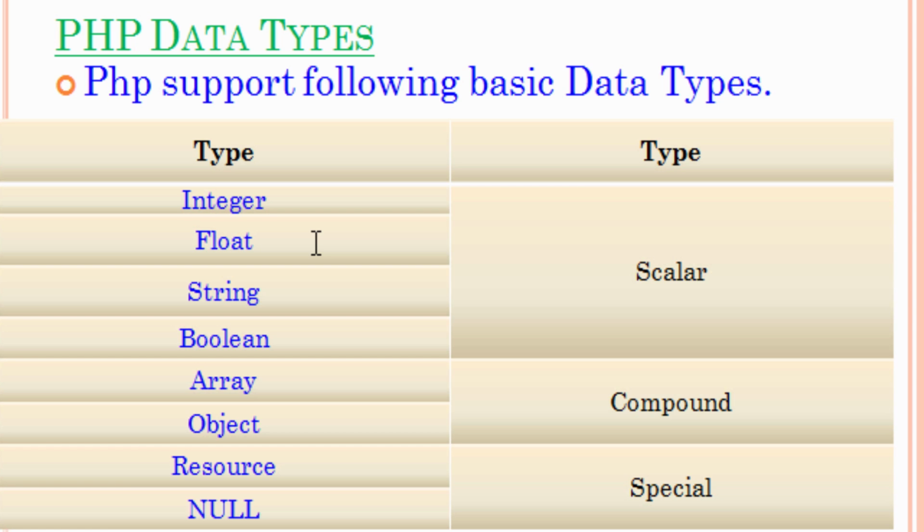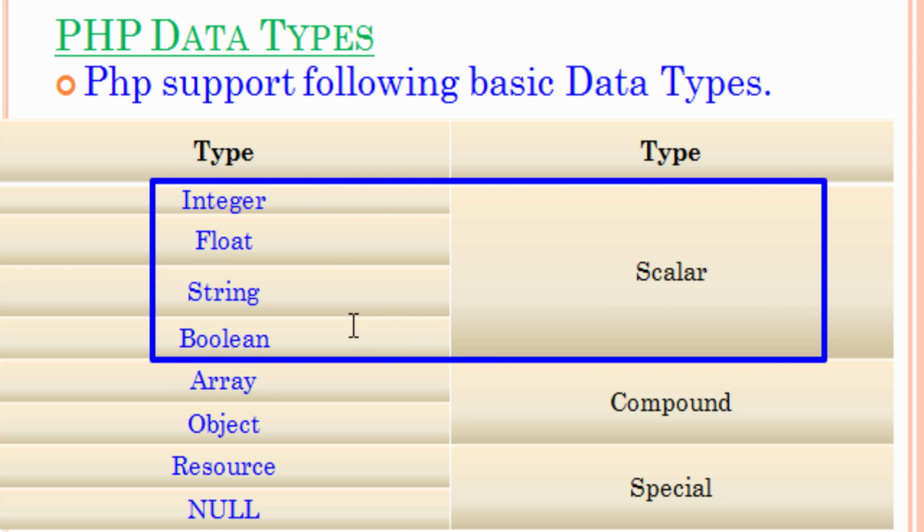In PHP we have 8 data types, and out of those 8 data types we have 4 scalar data types: integer, float, string and boolean. Integer is for saving positive and negative integers without decimals. Float is for saving decimal values. String is for saving strings, anything you can write in a string. And boolean is for saving a state, true or false.